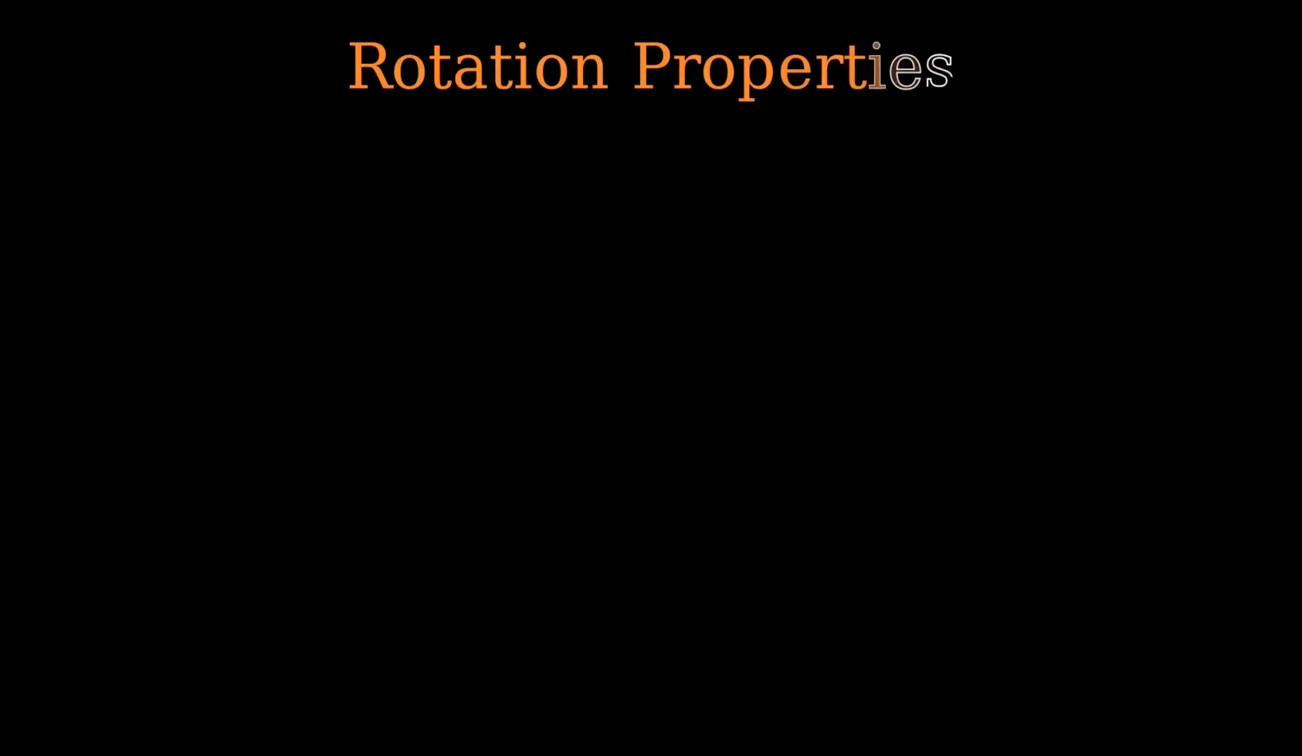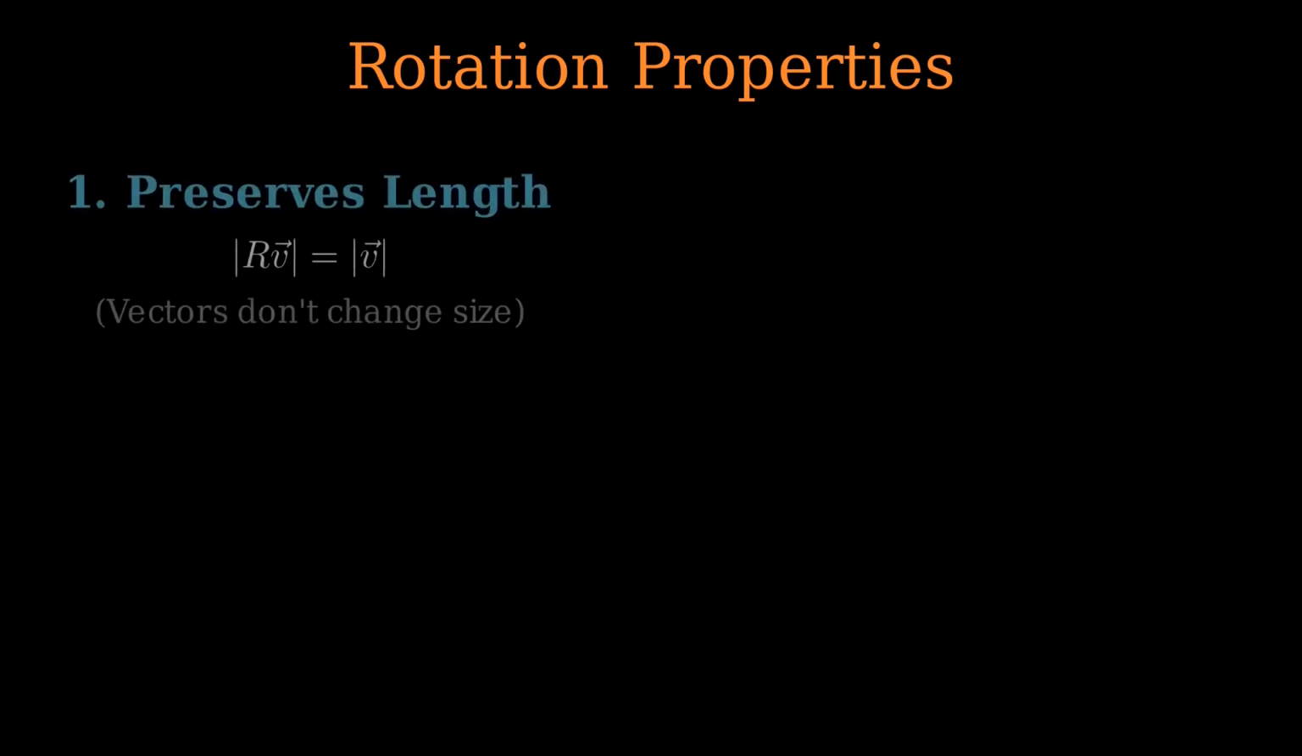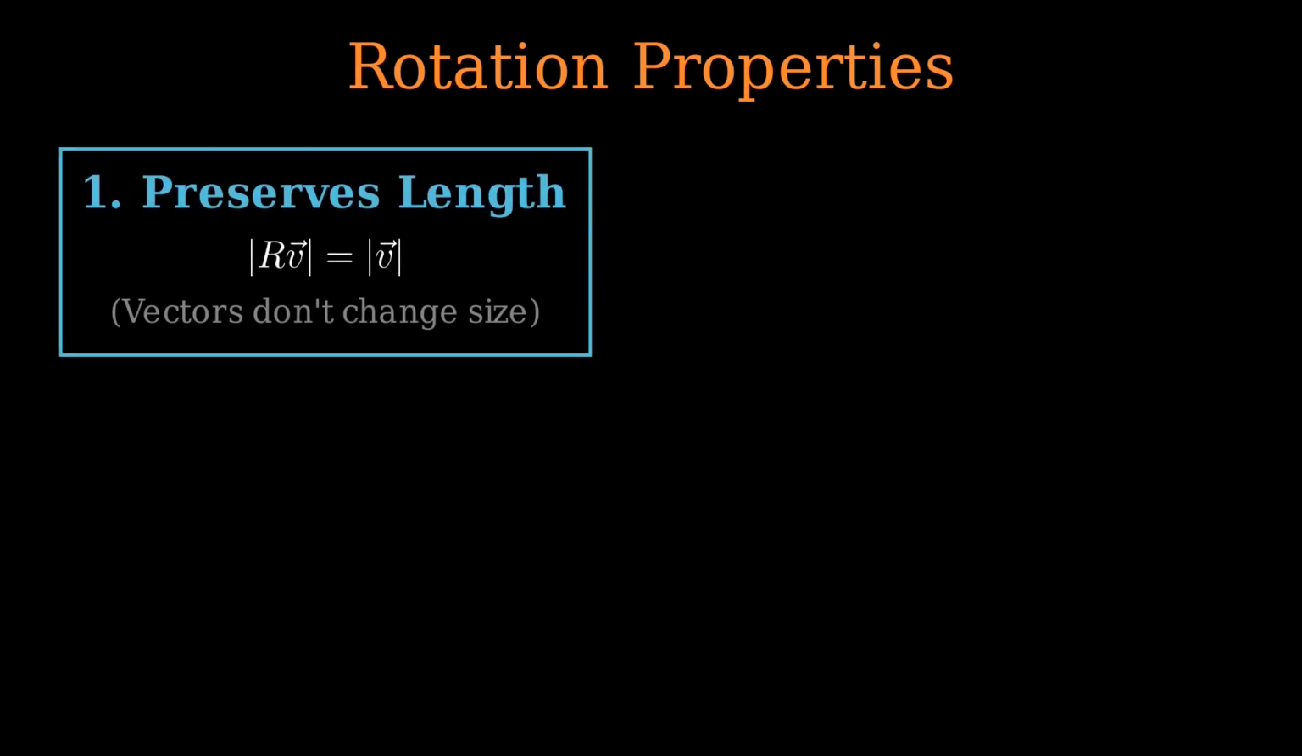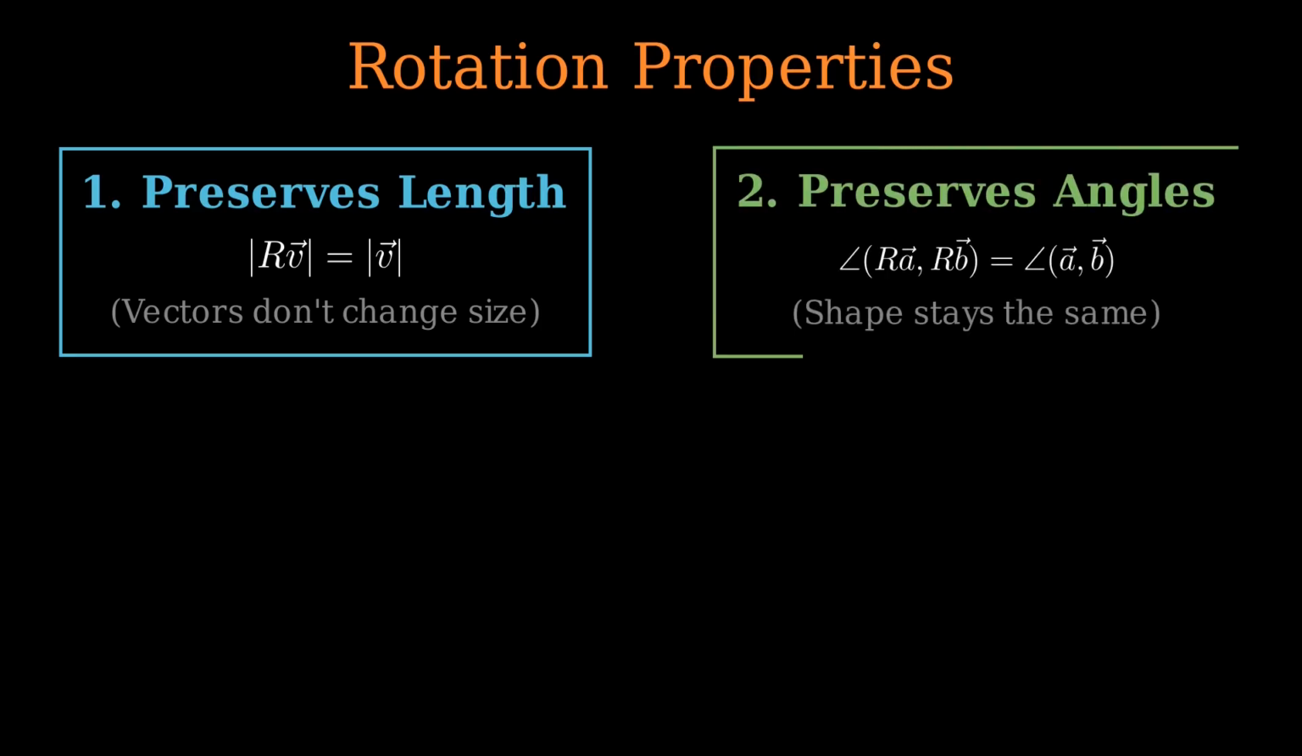Rotation matrices have special properties that make them unique and powerful. Property 1. Rotation preserves vector length. No stretching or shrinking, only spinning. Property 2. Rotation preserves angles between vectors. The entire space rotates together rigidly.